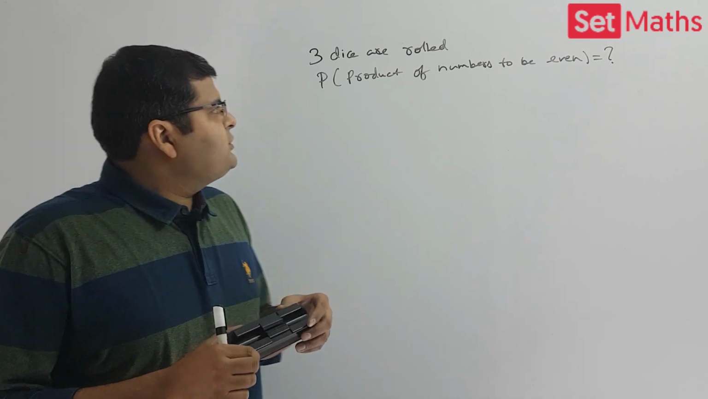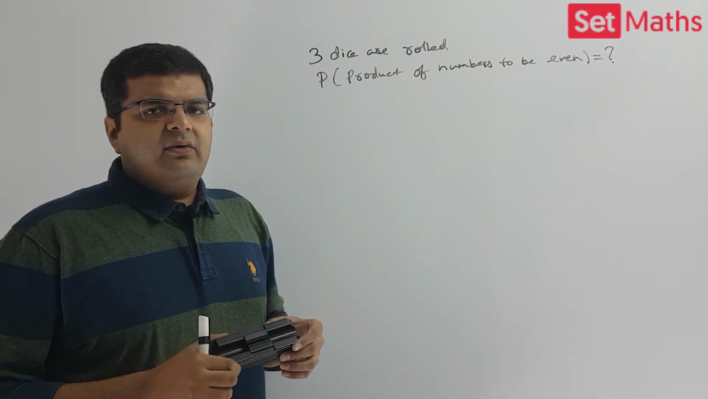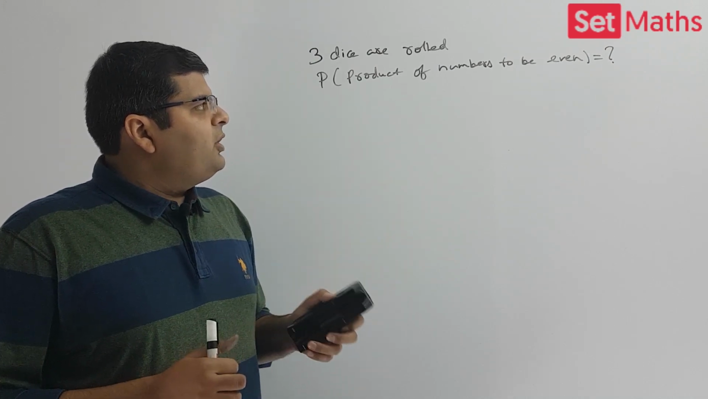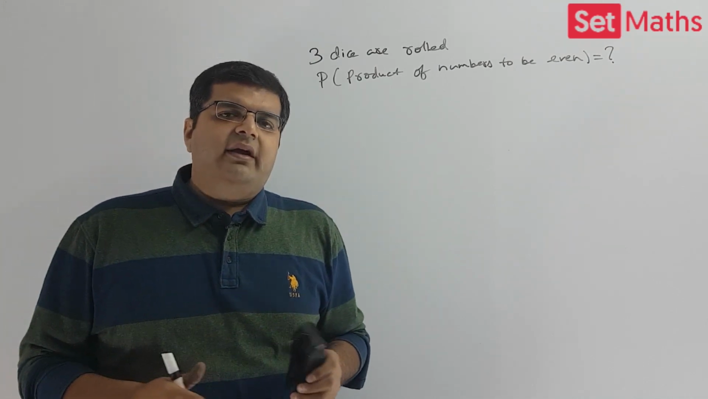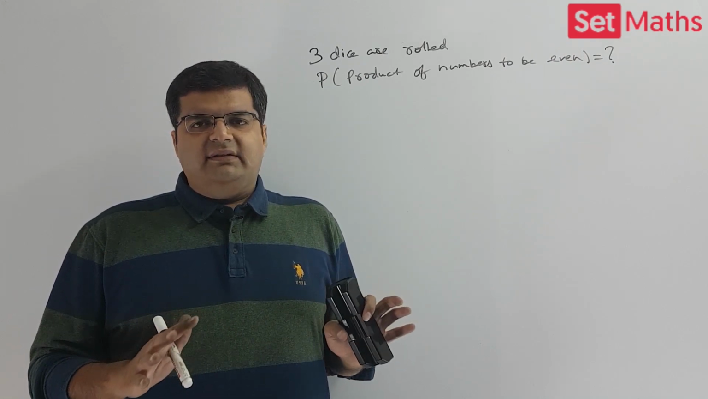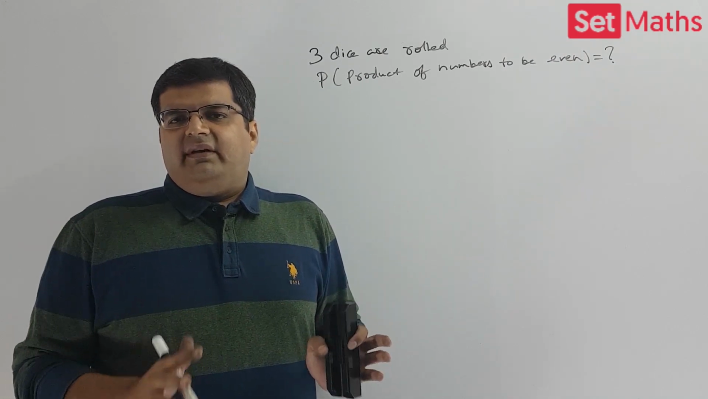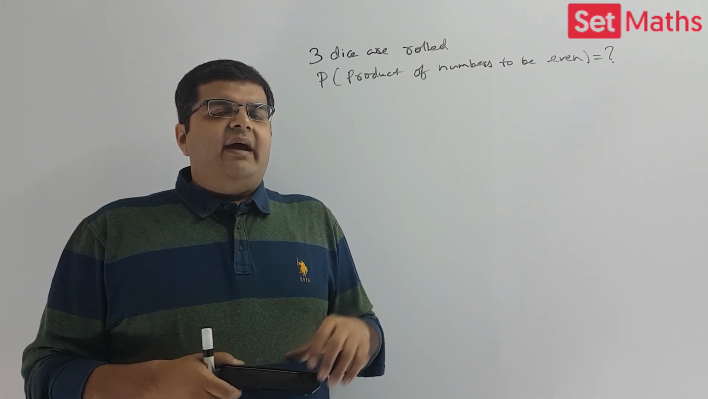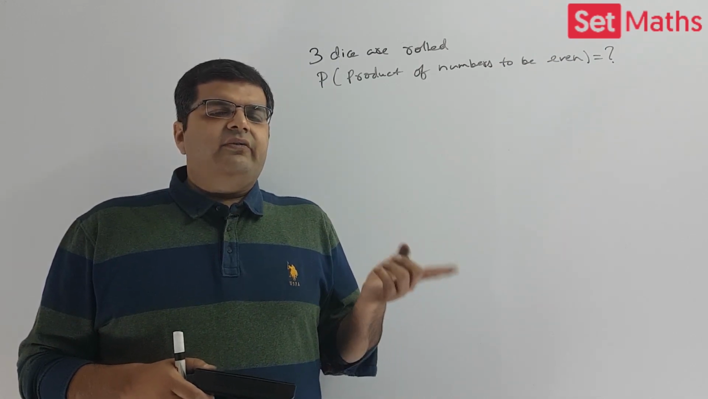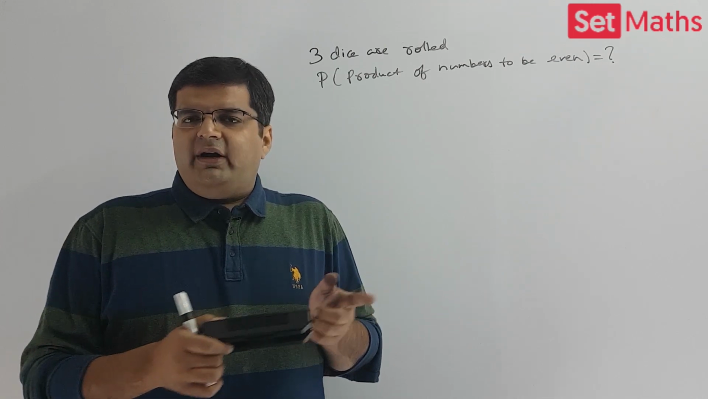Okay, so here the question says that 3 dice are rolled at once. We need to find the probability for the product of numbers to be even. If 3 dice are rolled at once, how can the product be even? The product can be even if at least one of the numbers on the dice is even. So if any one of them is even, the product will be even.